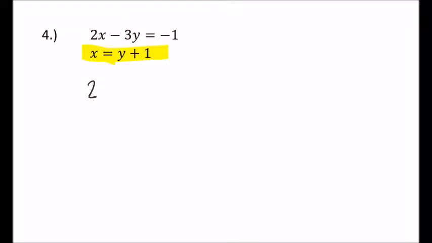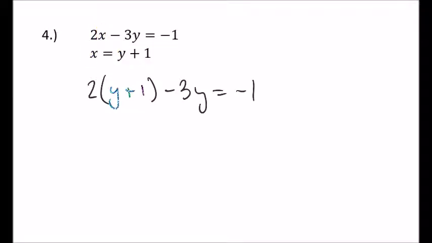So 2x. Well, we know we don't really have x's anymore. We're going to get rid of this x right here. We're going to substitute that x out for what we just said, y plus 1. And then we're going to continue. Minus 3y is equal to negative 1. If you'll notice, let's get rid of all this highlighting. This top problem here, 2x minus 3y equals negative 1. All we've done is get rid of the x and replace it with y plus 1.